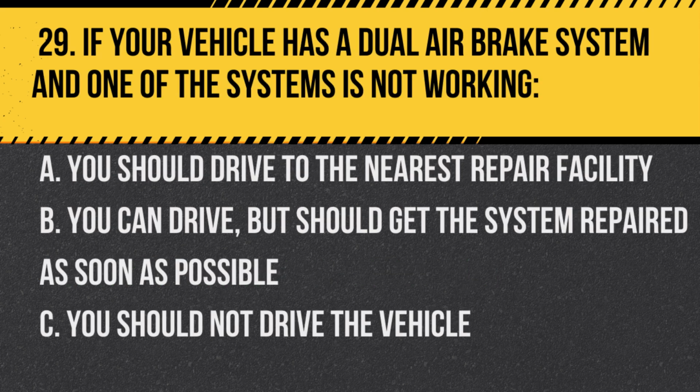Question 29. If your vehicle has a dual air brake system and one of the systems is not working. A. You should drive to the nearest repair facility. B. You can drive, but should get the system repaired as soon as possible. C. You should not drive the vehicle. Answer: C. You should not drive the vehicle. Both systems must be operational for safe driving.